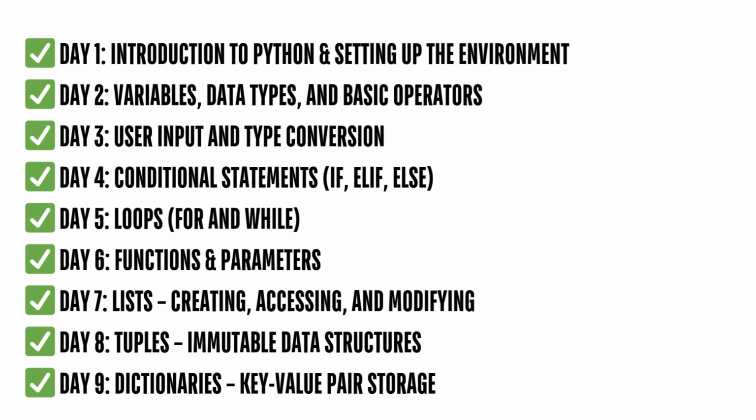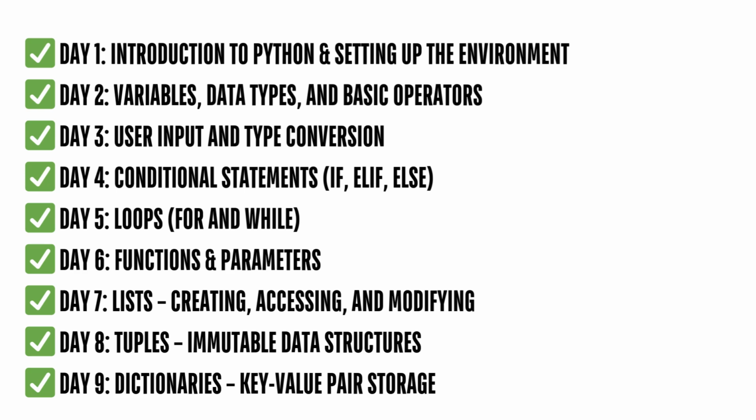Day 5, Loops, for and while. Learned how to repeat actions using loops. The for loop is used for iterating over sequences, while the while loop runs as long as a condition remains true. Day 6, Functions and Parameters. Explored how to create reusable blocks of code with functions. Learned about function parameters, return values, and the difference between local and global variables.